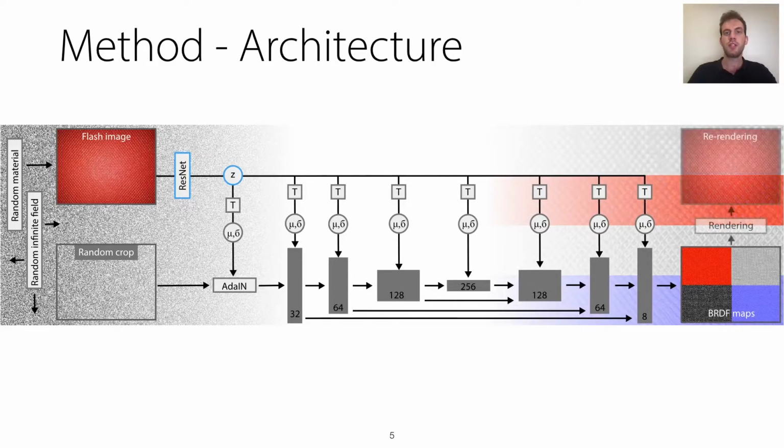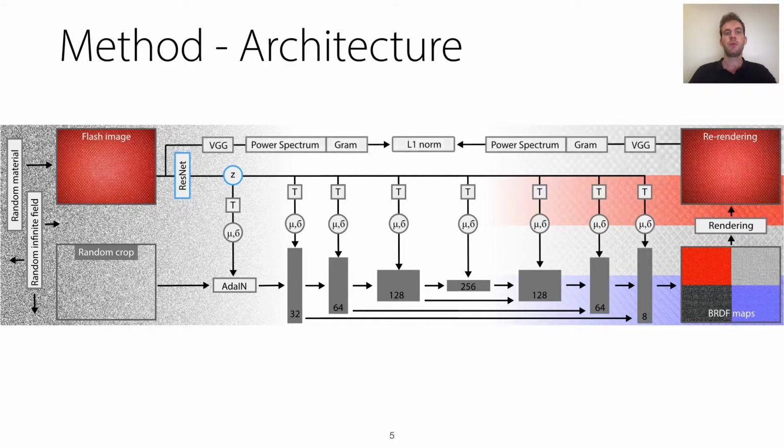Next, we render the generated SVBRDF maps in a differentiable manner and compare the rendering with the input flash image. To this end, we feed both images through a VGG network and calculate the Gram matrix as well as the power spectrum in the Fourier domain on the resulting feature maps and compare these using an L1 loss.